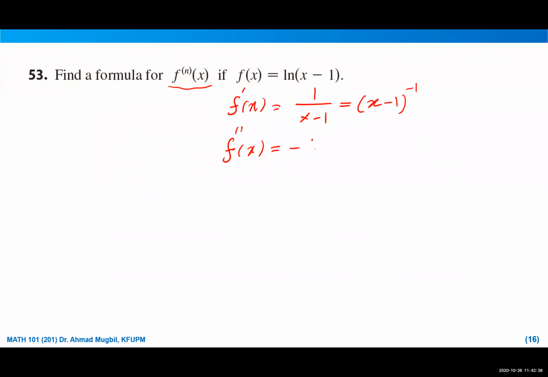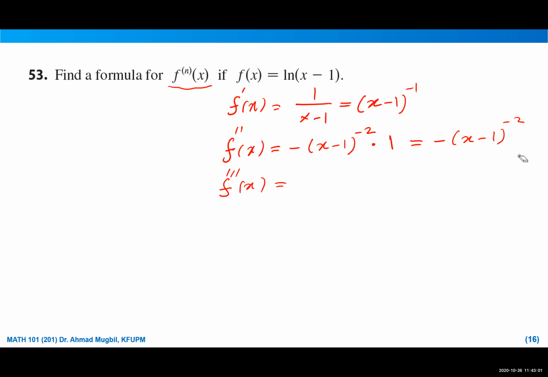It will be negative x minus 1 to the power what? Negative 2 multiplied by the derivative of x minus 1. What is the derivative of x minus 1? It is 1. So no need to worry about that. So the final answer is negative x minus 1 all to the power negative 2. Now let's find the third derivative. Differentiate this now.